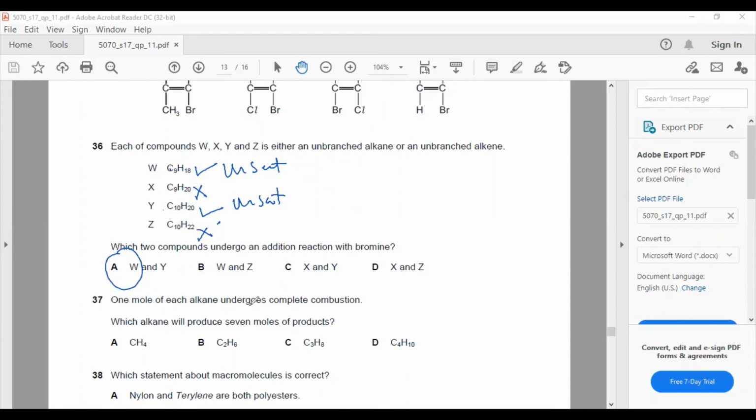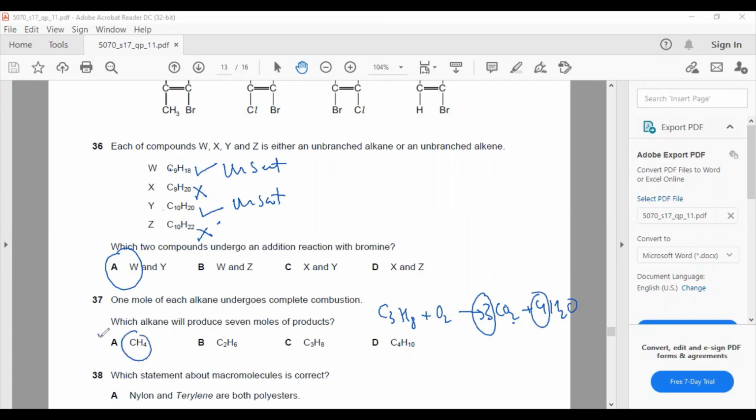37. One mole of each alkane undergoes complete combustion. Which alkane will produce 7 moles of products? I'm doing one by one, but you have to do it too. Because of the scarcity of time, I'll tell you the tricks. You can take them one by one, because I know this question. So 3 and 4 moles.